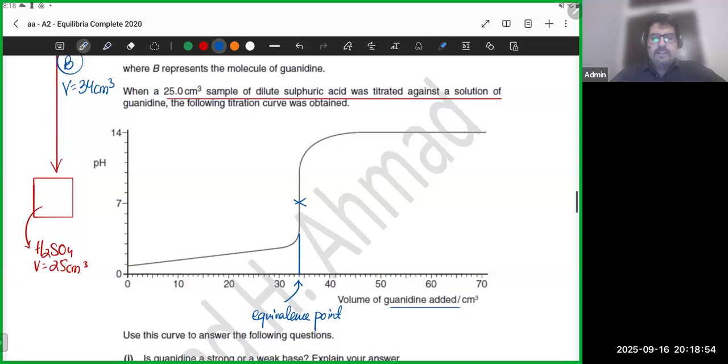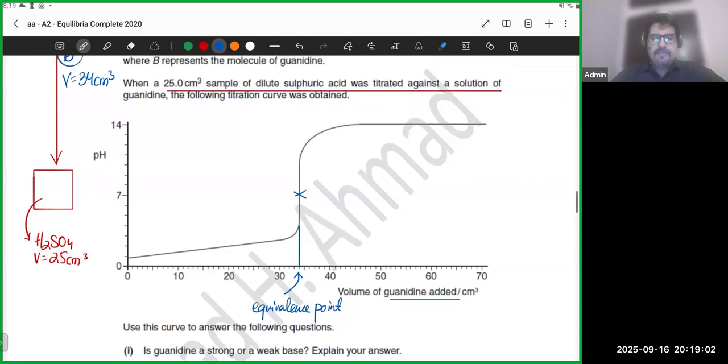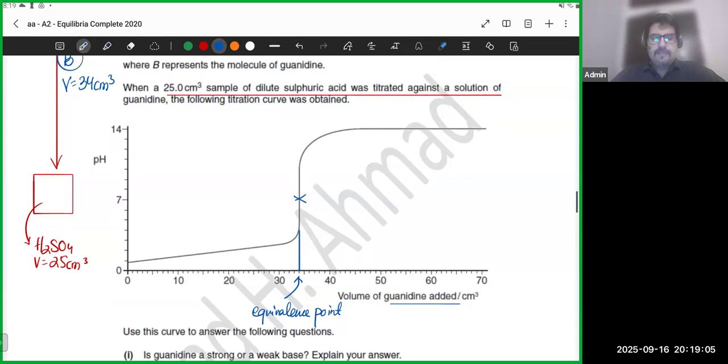So use this curve to answer the following questions. Is guanidine a weak base or a strong base? Remember, that's why I said, what does the curve suggest? Is it a weak base or is it a strong base?